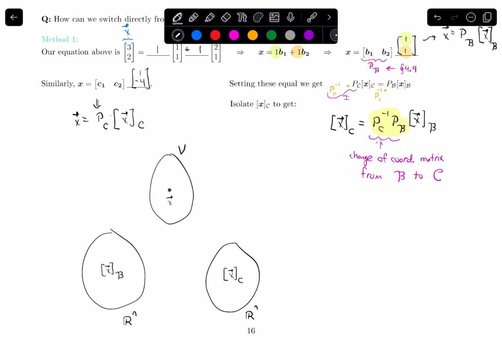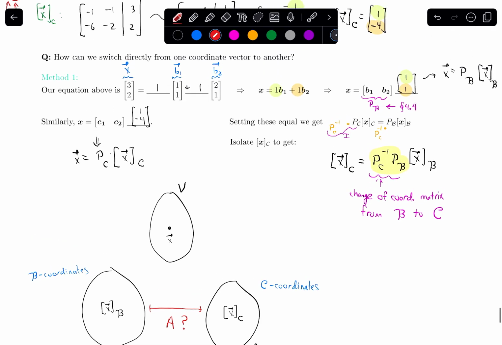Okay, so this oval here represents expressing x in terms of the B coordinates. This oval over here expresses x in terms of C coordinates. So the question we are kind of trying to answer is, is there some way to get straight from these B coordinates to these C coordinates? Like, is there some matrix A that will do this for us? Okay, and it turns out, yeah.